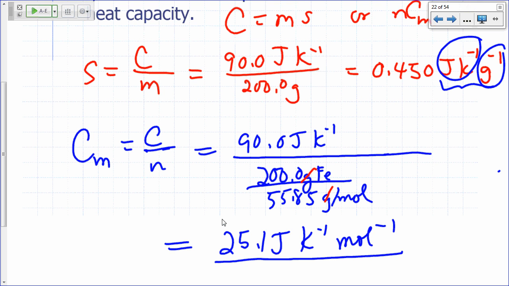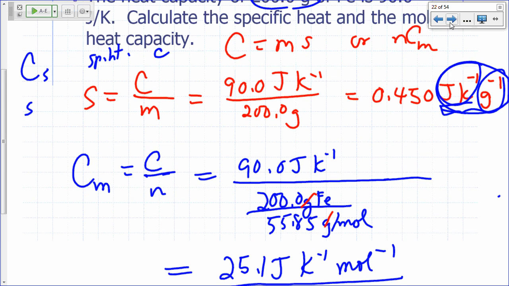There hasn't been a consistent symbol that people use for specific heat. Some textbooks use C sub S, some use SPHT, some use lowercase c, some use lowercase s, so just be aware of that. If you want to know whether your heat capacity is given to you as a specific heat, just look at the units. If it's joules per unit change in temperature per gram, then you know it's the specific heat.